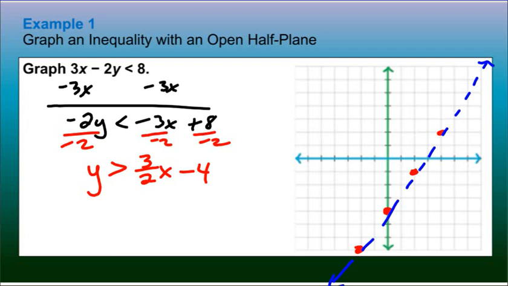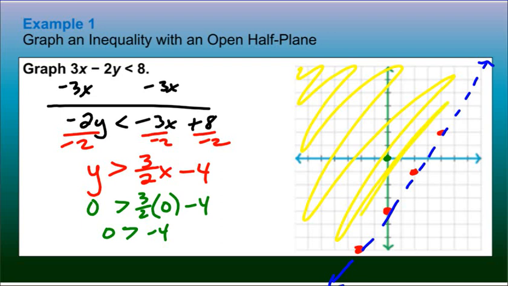So we could use a test point. We can use 0, 0. If I test out 0, 0, putting 0 in for y and 0 in for x, is this statement true? Is 0 greater than 3/2 times 0 minus 4? This would give us 0 is greater than negative 4. That's true, so this side would be the solution. So I would shade here.